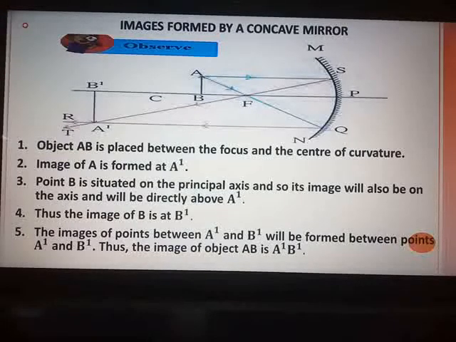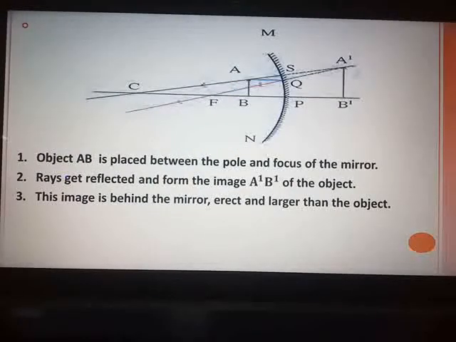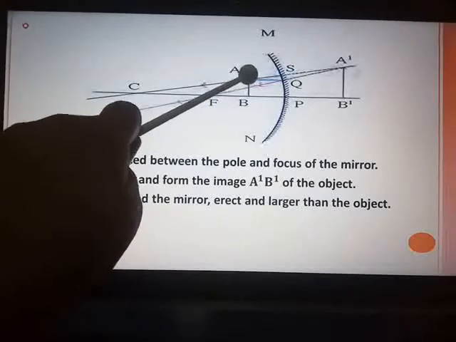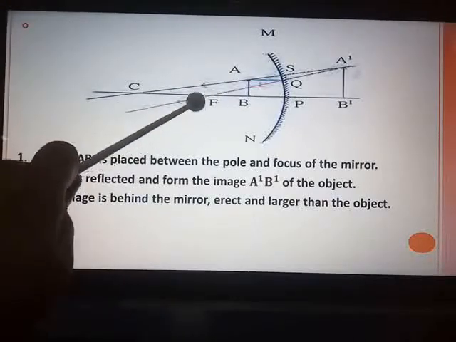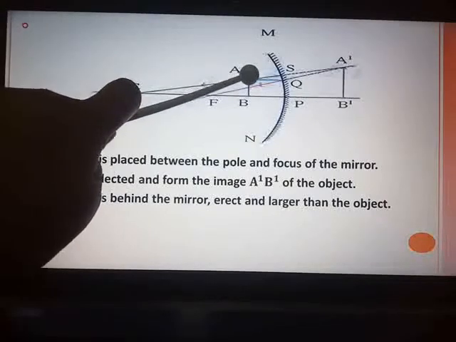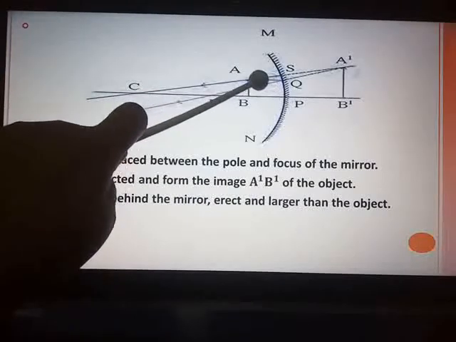Next position we will study is when an object is placed between the pole and the focus of the mirror, that is P and F. Now you can see here an object AB. It is placed between the principal focus and pole of the concave mirror. Here the incident ray AQ is parallel to the principal axis. You can see the small blue colored ray AQ incident. You can see the arrow towards the mirror.